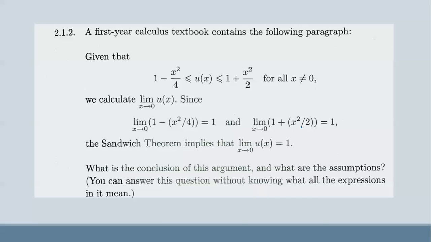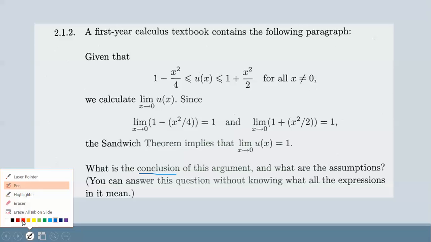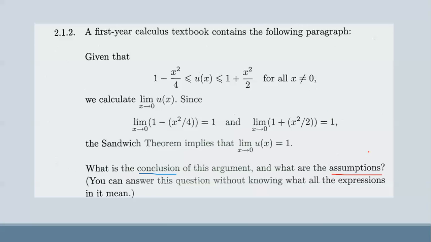Next problem, 2.1.2. A first-year calculus textbook contains the following paragraph, and actually the instructions are down here. What is the conclusion of this argument? Again, we'll do the conclusion in blue. And what are the assumptions? The assumptions we will do in red once again. It says here you can answer this question without knowing what all the expressions in it mean. I'm going to assume that you don't know what they mean. So I'm just going to show you, just based on the clue words, how you can tell what it is.